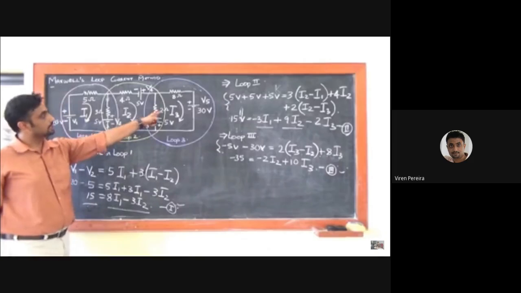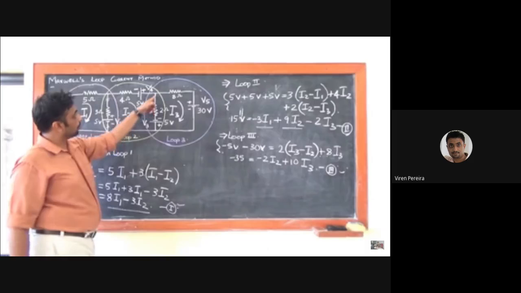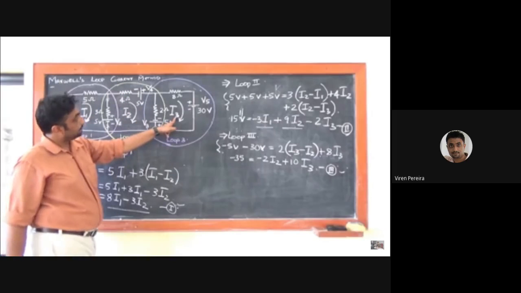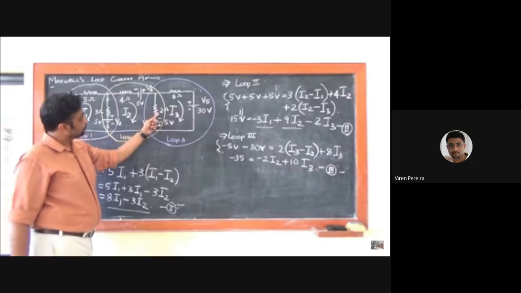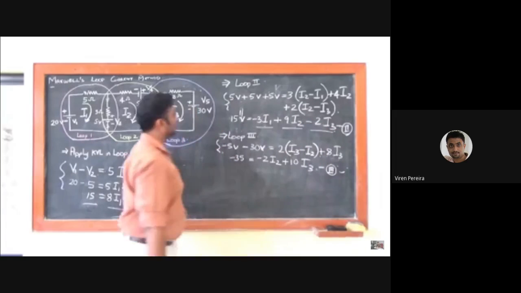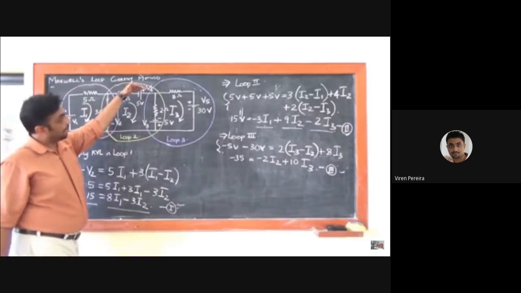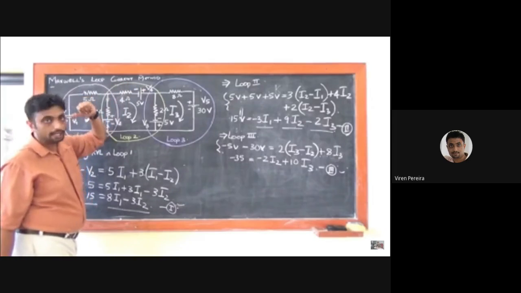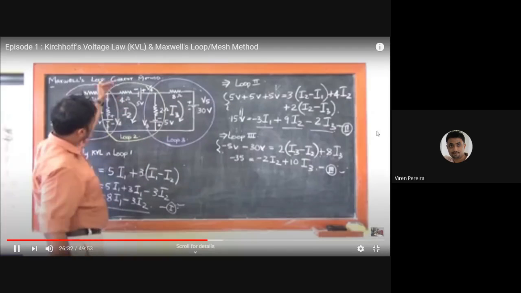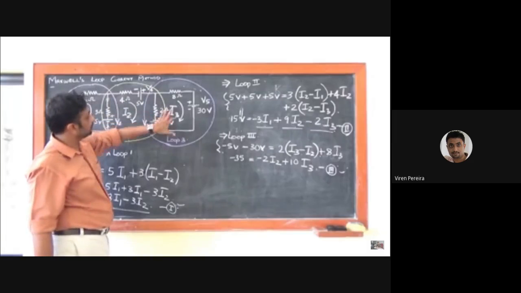What about this resistor? This 2 ohms resistor? I have I3 flowing from bottom to top, which is again in opposition with I2. That's why I have minus 2 into I2 because I3 is flowing from bottom to top and I2 is flowing from top to bottom. So I'm having minus 2 I2.